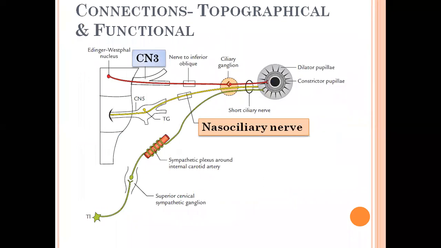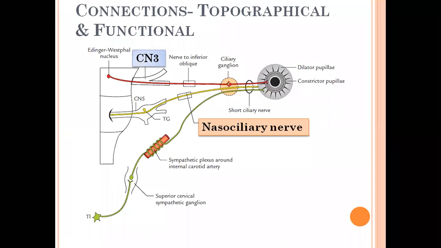Before going into that, it is connected with two cranial nerves, one structurally and the other functionally. Structurally it is connected with the nasociliary nerve, and functionally with the oculomotor nerve. In between these two you have the ganglion, between the lateral rectus and the optic nerve. The ophthalmic artery also will be there near the apex of the orbit.